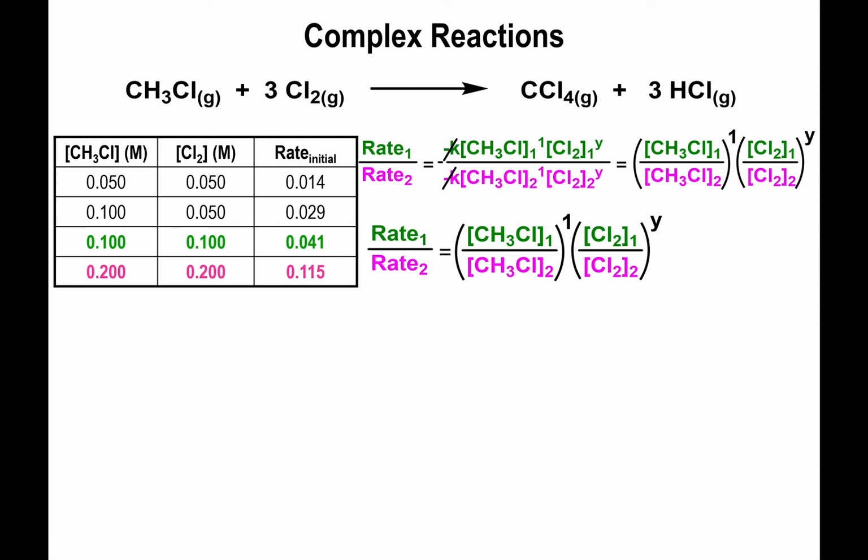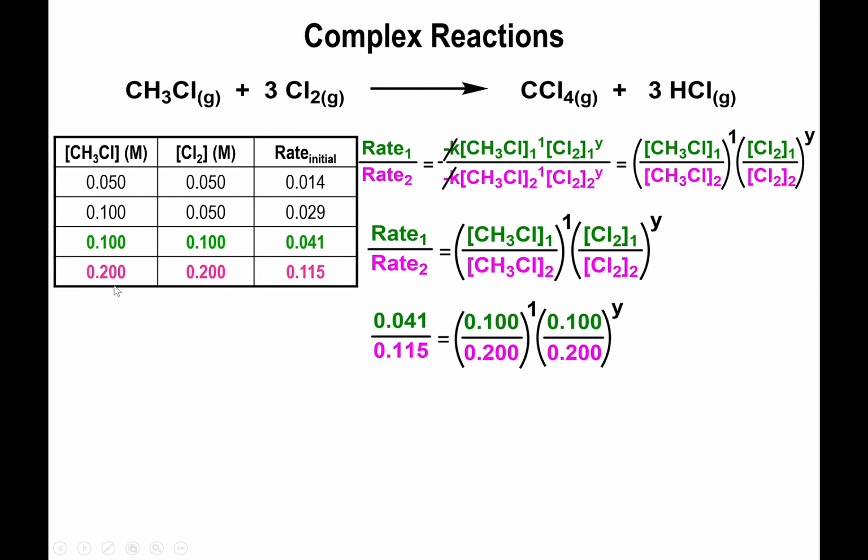I'm going to pick rows 3 and 4, as a way of showing you to the full extent how to solve this problem. So for rows 3 and 4, we have 0.041 for the initial rate and 0.115 for the initial rate of the fourth row. So now the concentrations of CH3Cl are different in both of those rows, the same way that the concentrations of Cl2 are also different.